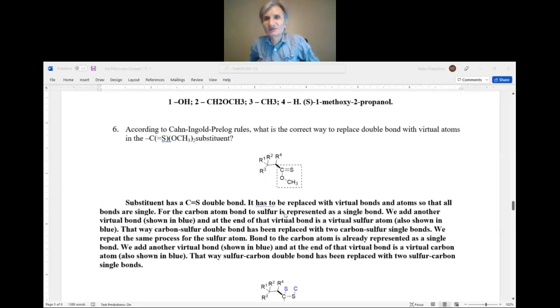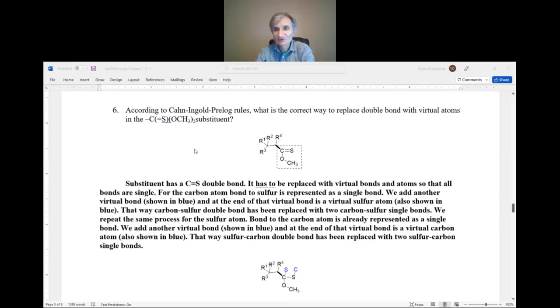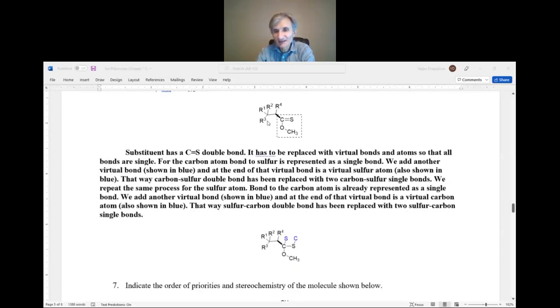Question number 6. According to Cahn-Ingold-Prelog rules, what is the correct way to replace double bond with virtual atoms in these substituents? This is like thioester. So what you would do is you redraw everything, and then double bond, carbon-sulfur double bond, you redraw it as a single bond. And on carbon, where you have a double bond to sulfur, you now draw two single bonds. One is existing single bond, or the first bond to sulfur, and you draw another virtual bond shown in blue.